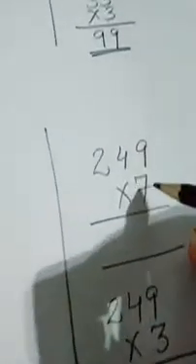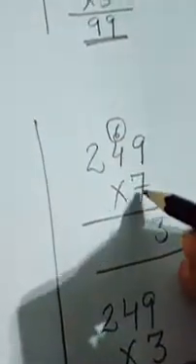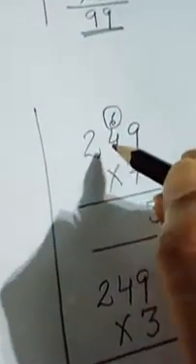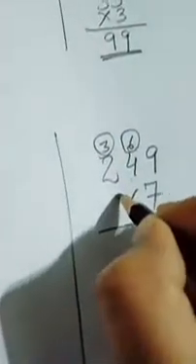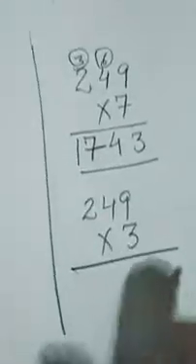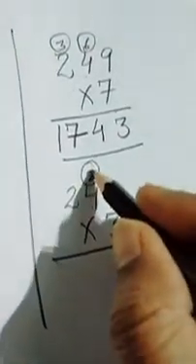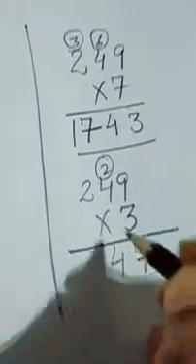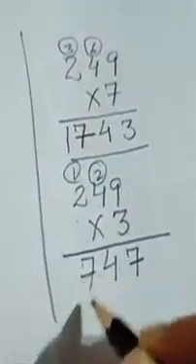Yes, now 7 nines are 63, 6 carry here, 7 fours are 28, and 28 plus 6 is 34, and 3 will be carry, 7 twos are 14, and this 3 will be added, that will be 17. Yes, now here 3 nines are 27, 2 carry, 3 fours are 12, and this 2 will be added, that is 14, 1 again carry, 3 twos are 6, and this 1 will be added, that will be 7.